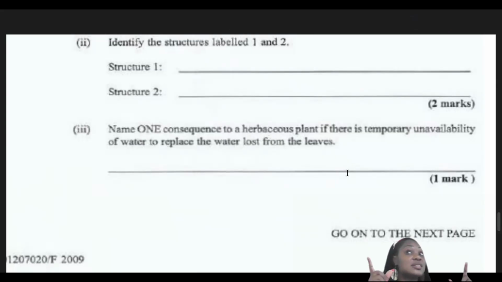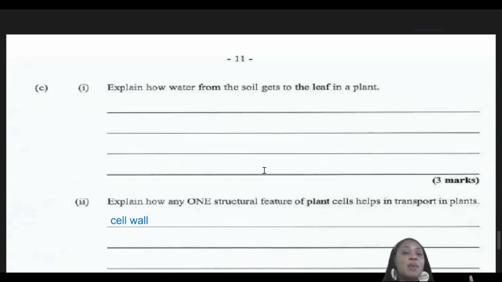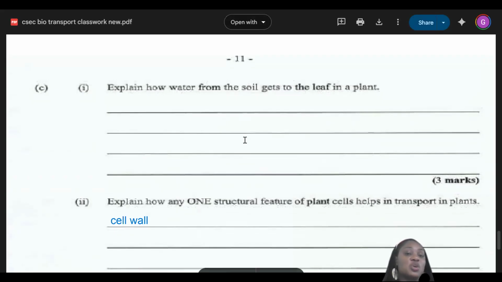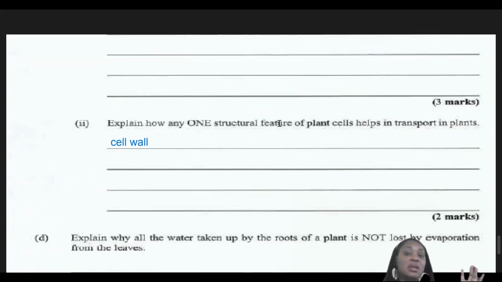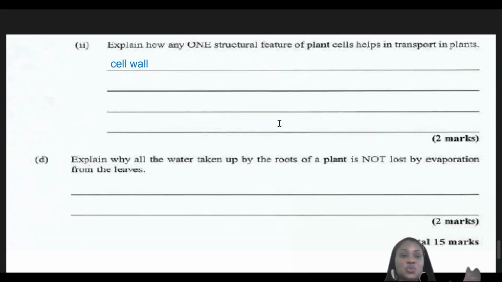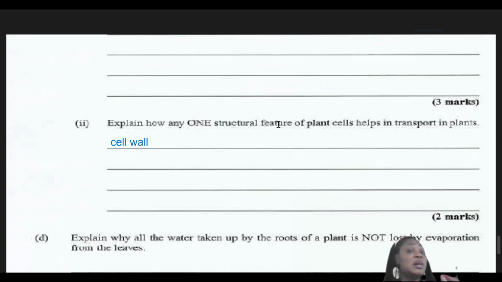It wilts. It doesn't die, it wilts. All right, so it just falls over like what I showed you in the picture. So these are simple things, guys. Explain how water from the soil gets to the leaf. This is where you're going to quickly tell about the transpirational stream, right? I know this is a lot of questions this week, but I really was just trying to get you familiar with the past papers surrounding this part of the topic.